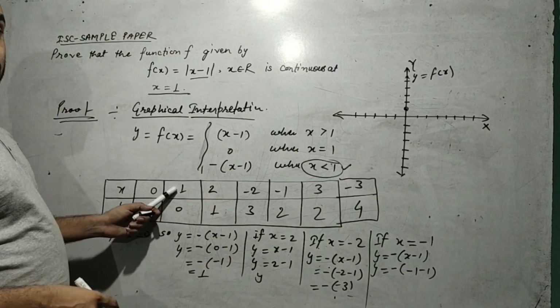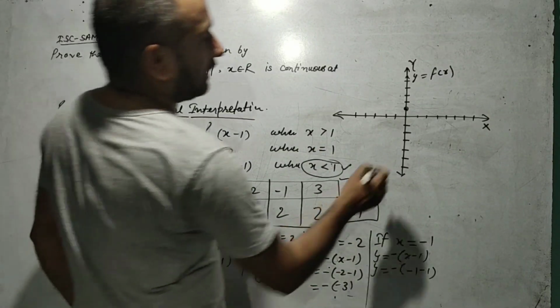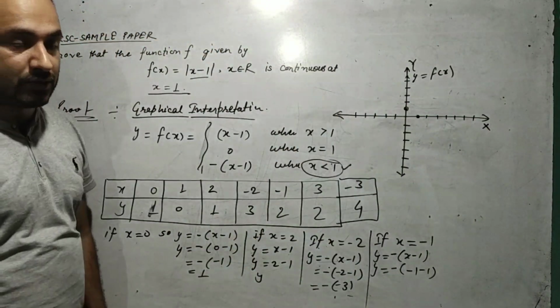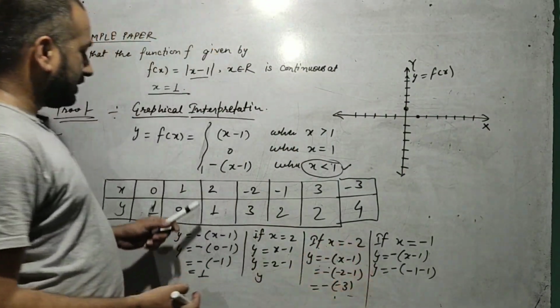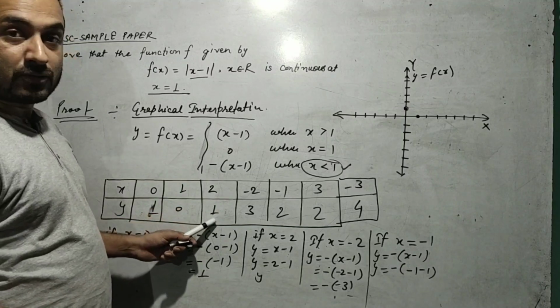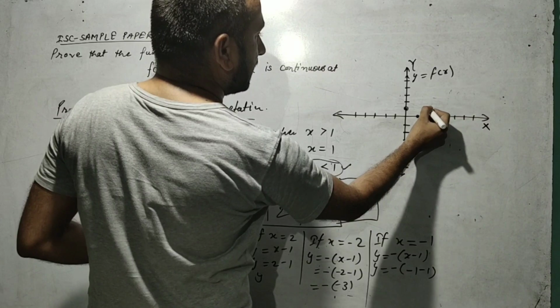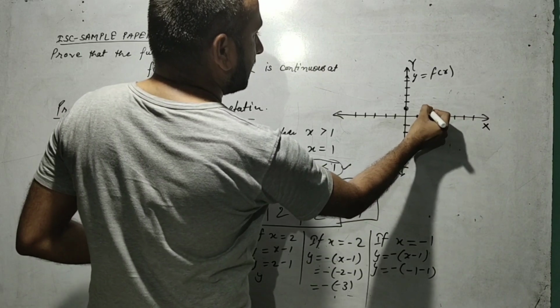Next is x is 1. So y is also 1 here in this point. It will be at this point. What are the coordinates of this point? 1, 1. Next, if you are taking x is 2, y is also 1. If x is 2 means here, so y is 1 at this point. Is it clear?